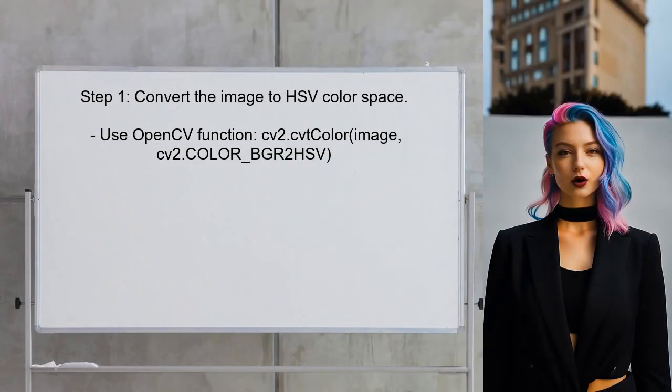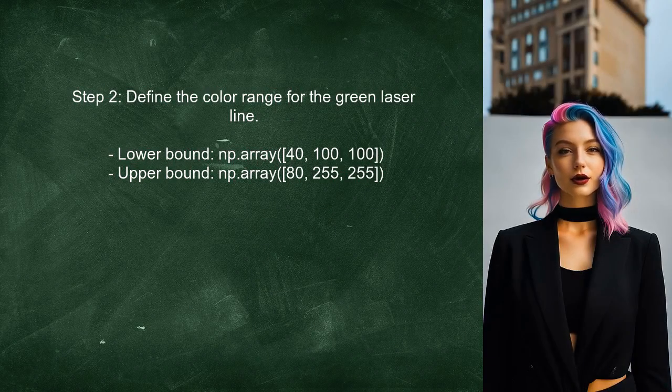To begin extracting the laser line from the image, the user should first convert the image to the HSV color space. This will help in isolating the color of the laser line more effectively. Next, the user should define the color range for the green laser line. This involves setting the lower and upper bounds for the green color in the HSV space.